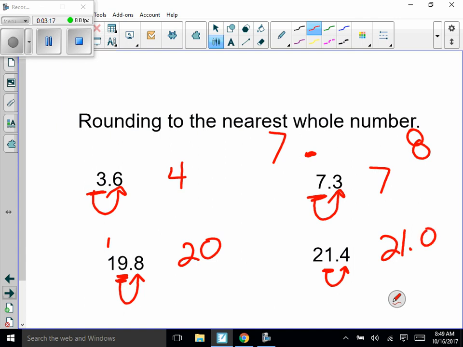Okay? So I hope this helps. We're going to be doing it with thousandths, hundredths, and also any other number that there is. This is just good practice right here. We're going to do a little more today.